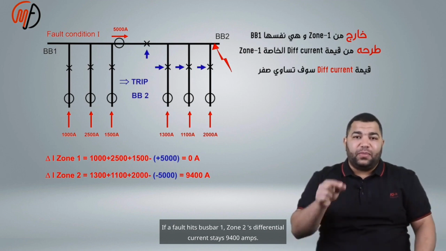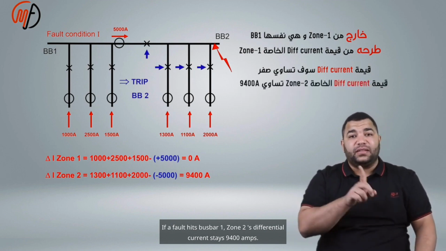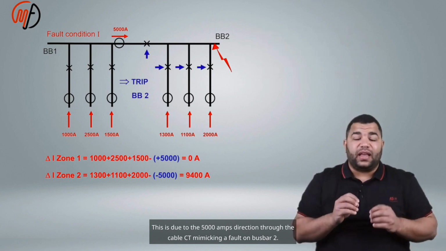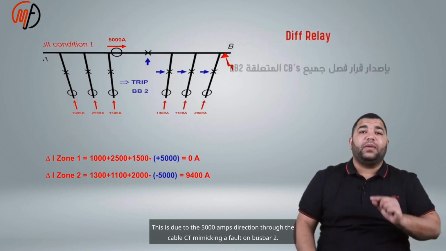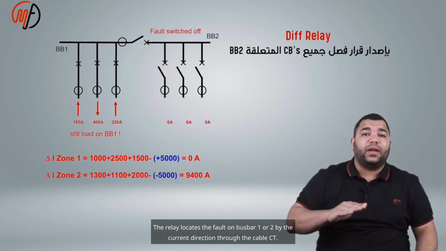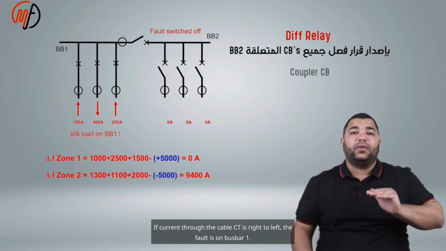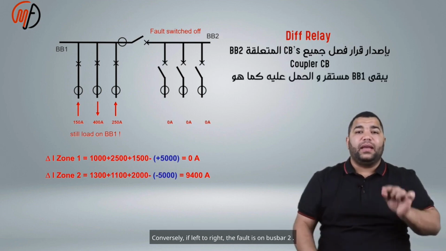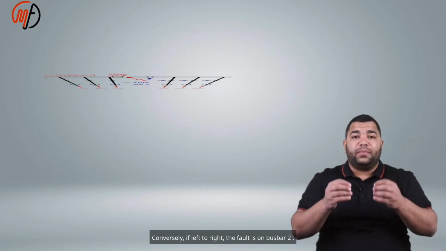If a fault hits bus bar 1, zone 2's differential current stays 9400 amps. This is due to the 5000 amps direction through the cable CT mimicking a fault on bus bar 2. The relay locates the fault on bus bar 1 or 2 by the current direction through the cable CT. If current through the cable CT is right to left, the fault is on bus bar 1. Conversely, if left to right, the fault is on bus bar 2.